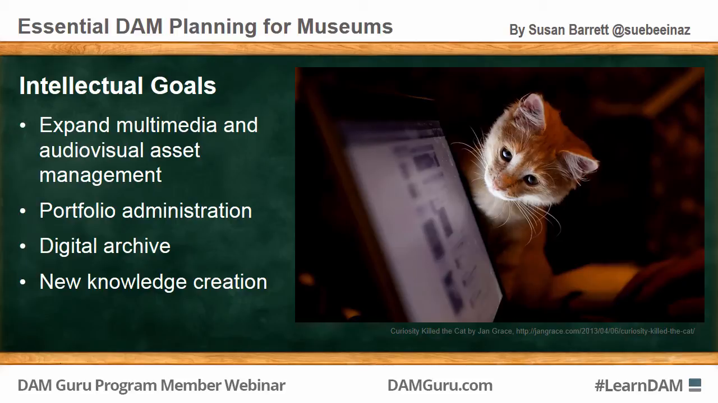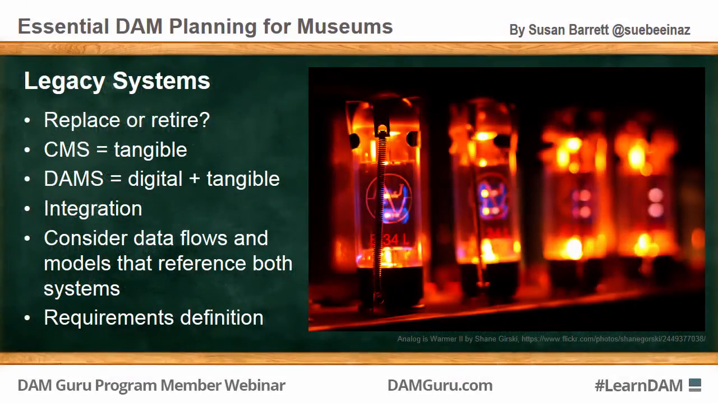DAM systems offer improved moving image, multimedia, and digital graphic management. They provide portfolio management, like version control and checkout tracking for collaborative projects. DAM systems can also be an archival repository, and they facilitate the creation of new knowledge by breaking down silos of information within the museum and between institutions. So I understand a big question about legacy CMS systems.